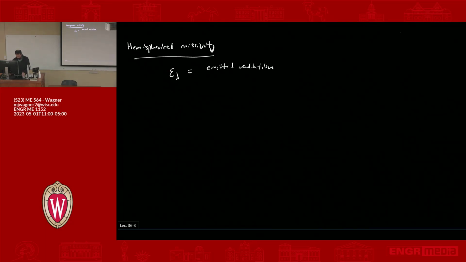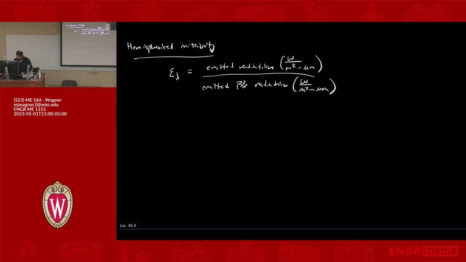And the units on that are just watts per meter squared micron, as opposed to per meter squared micron steradian. Now it's just per meter squared micron. Emitted radiation divided by the emitted black body radiation, again with the same units, watts per meter squared micron. This lets us take away that dependence on angle. So it lets us simplify, express it in a way that takes away that dependence.